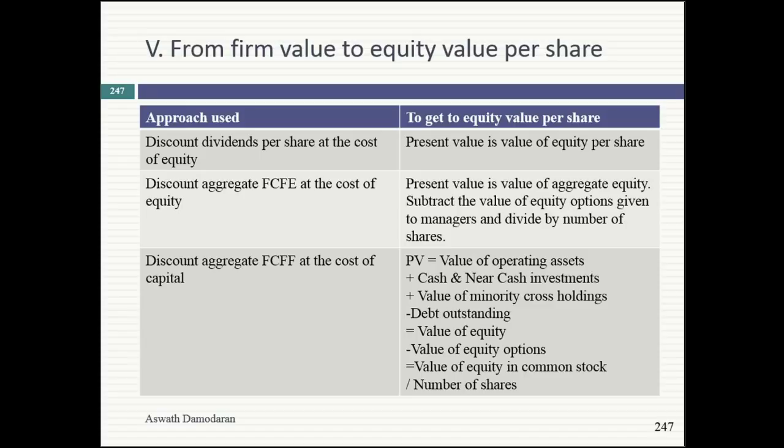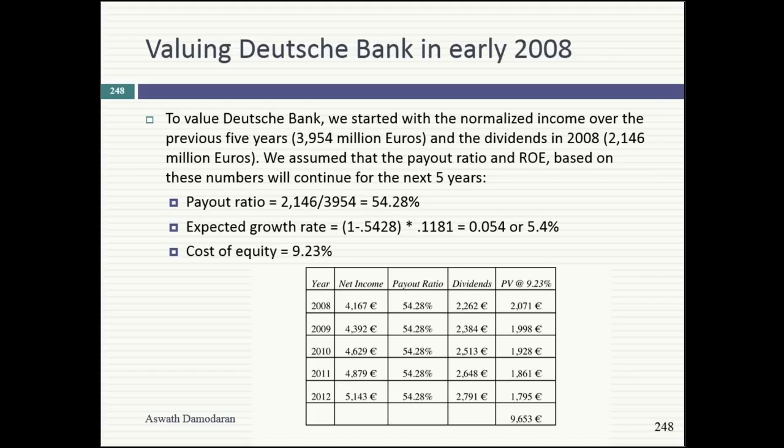So when you take cash flows of the firm and you discount them back, you haven't finished your valuation. You still have all these loose ends to tie up. Cash, you've got to add cross holdings in other companies, then you come up with the value of equity. And if there are equity options outstanding that you've given to managers, you've got to take those into account to figure out what the value per share is today.